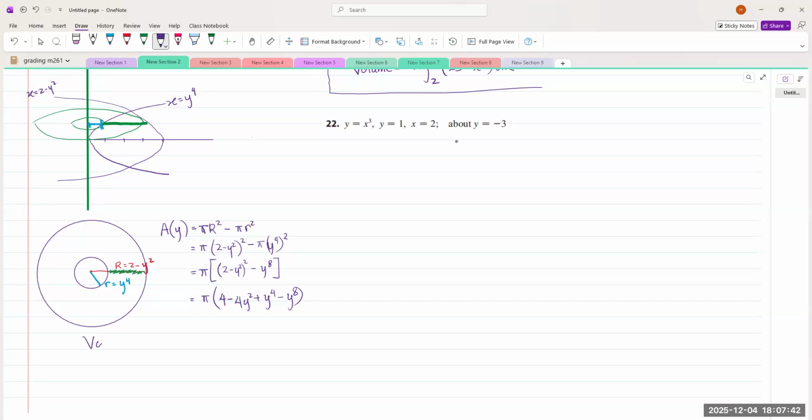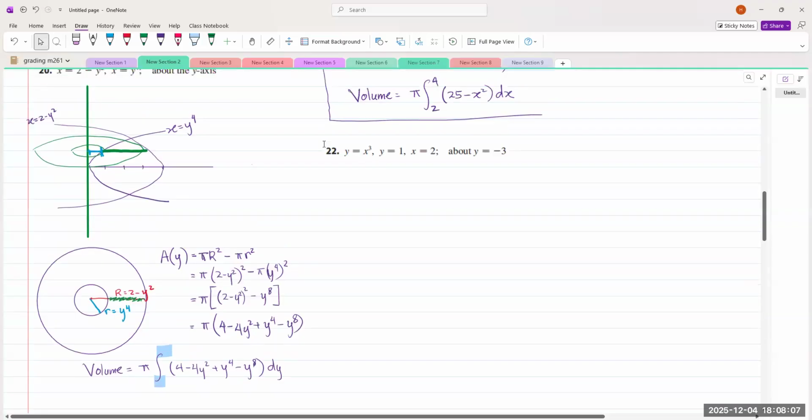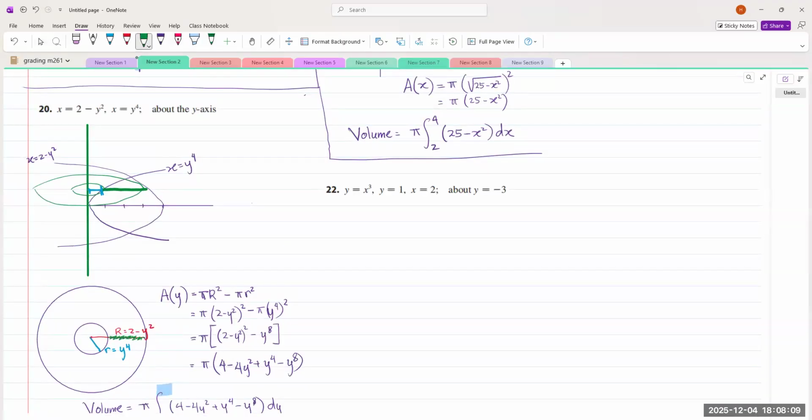So the volume will then be pi integral of 4 minus 4y squared plus y to the fourth minus y to the eighth dy. But we have an issue here. How about the limits of integration? We need to solve this. We need to find the intersection here and the intersection here. Where do these functions actually intersect?